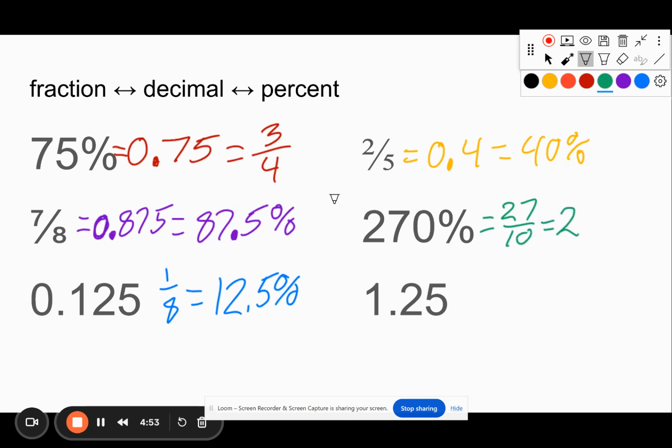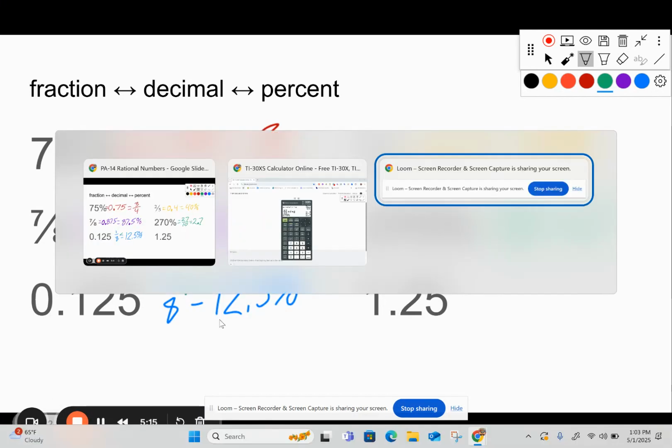And we have 2.7. You do not put the percent sign behind the numbers, okay? Don't put the percent sign behind 2.7 or behind 0.875 or 0.75. You don't put it behind there because that's not the percent. Their percent is not 2.7, it's 270%.